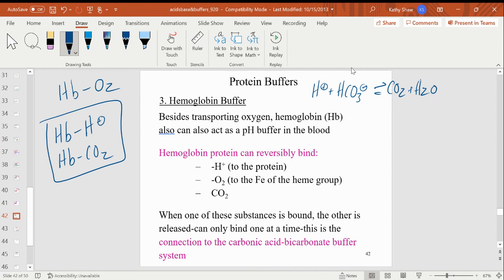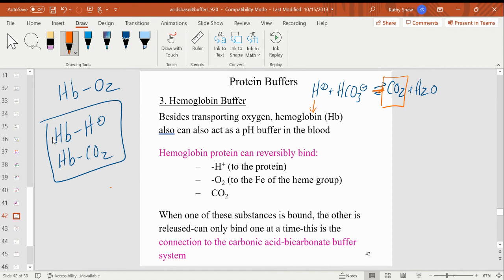And think about what we've just been doing. We said that I've got this equilibrium thing going on. Let's say hemoglobin took a bunch of carbon dioxide out of solution. Well, what's going to happen? I'm going to shift my equilibrium towards carbon dioxide, replacing it, driving my hydrogen ion concentration down. Driving my hydrogen ion concentration down is increasing my pH.